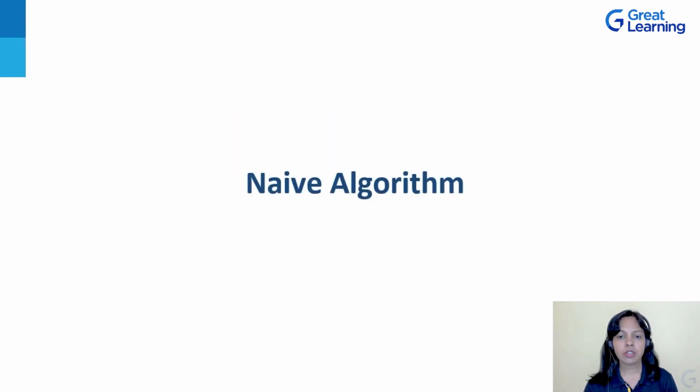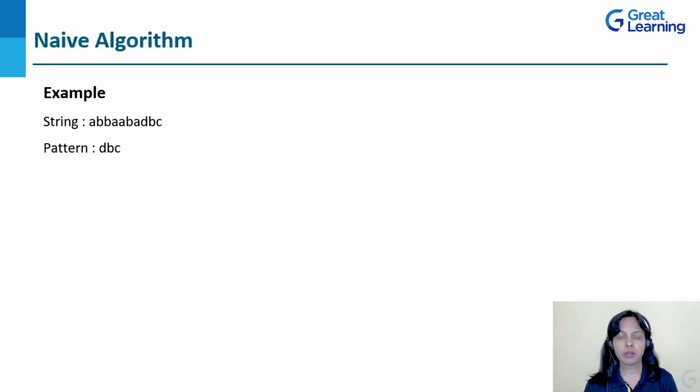Let us now talk about the naive algorithm. Before studying the KMP algorithm, we have to understand the basic algorithm followed for pattern matching, which is called the fundamental algorithm, basic algorithm, or naive algorithm. Let's see how it works with the help of an example. There will be a string given and a pattern given. You have to match the pattern in the string, and wherever it matches, that index number will be the output, the result.